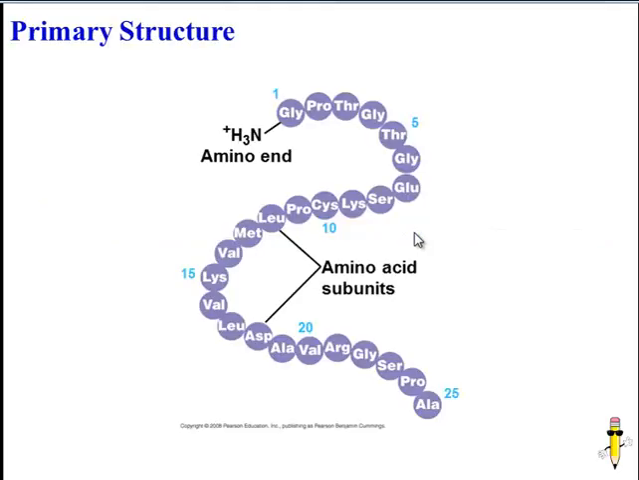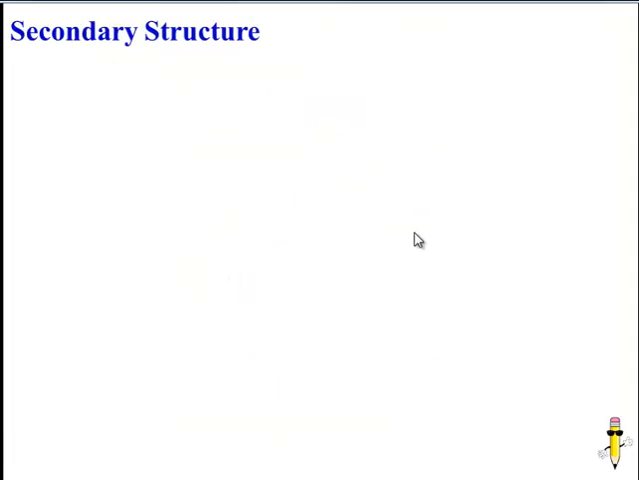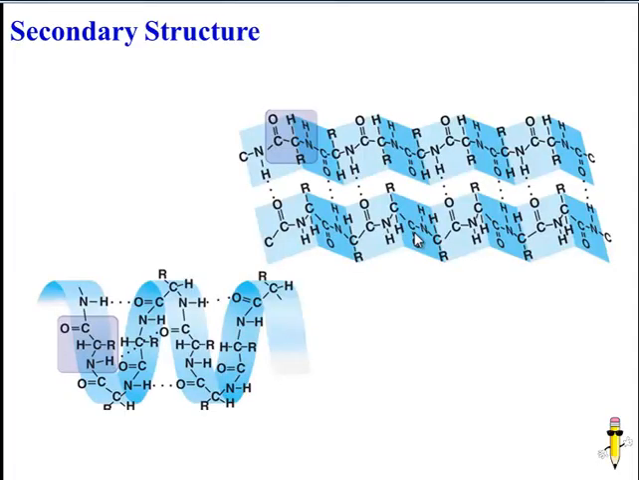The first level is one that we're quite familiar with. This is the primary structure. And as you can see from this diagram, it's simply the sequence of amino acids in a polypeptide chain. But once we have a particular sequence, we can move on to secondary structure.